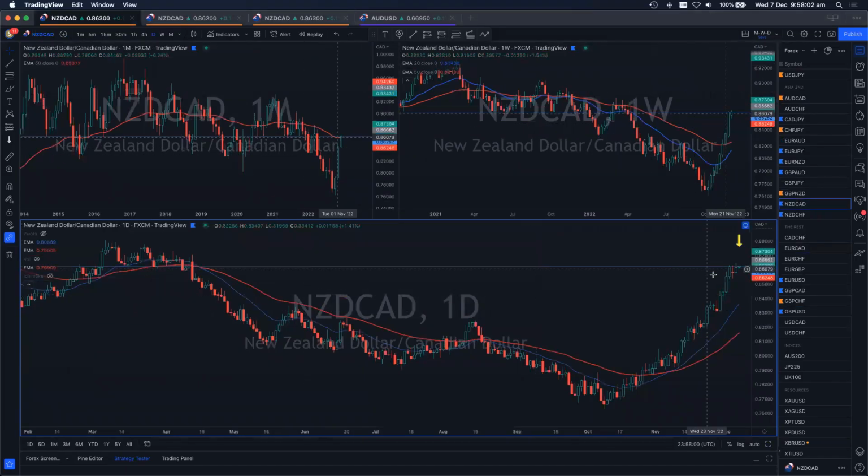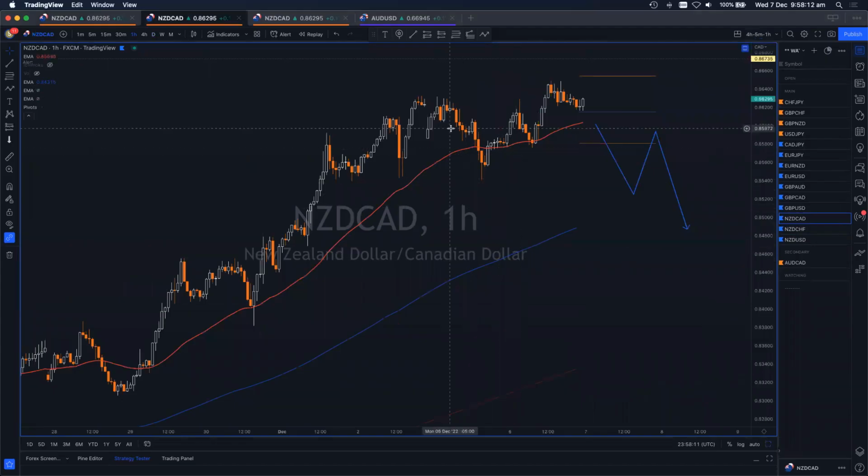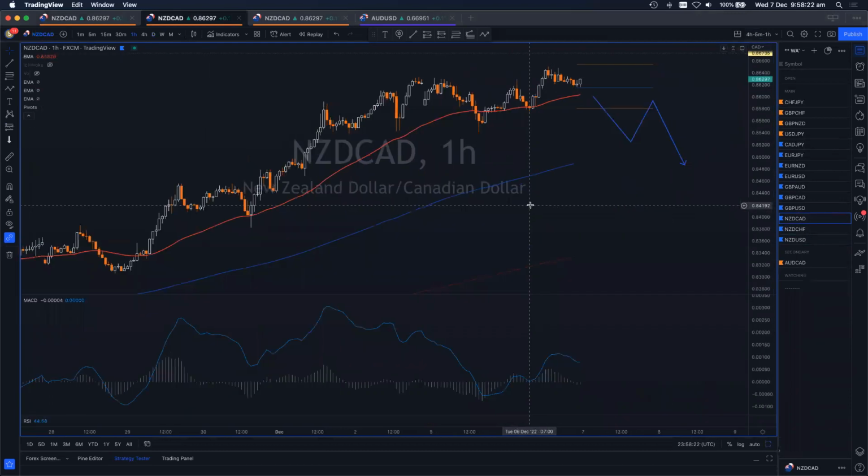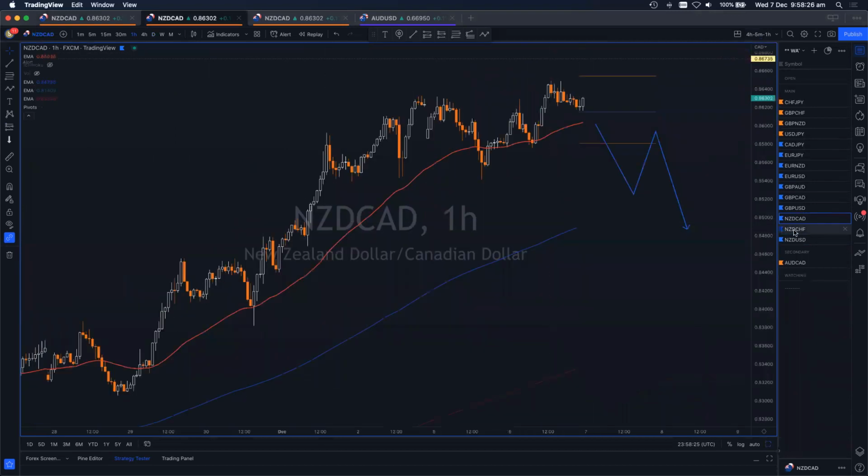Kiwi CAD. Strong level being rejected. Kind of a bullish looking candle yesterday, but this level has held. On the 1 hour we've still got higher highs and higher lows. Do you see a trend change? But if we do get a break below the 1 hour 50 and a pullback, that could be a nice IBO short. Anything on the MACD? Yeah, MACD's saying we are going lower, so that could well happen later today.